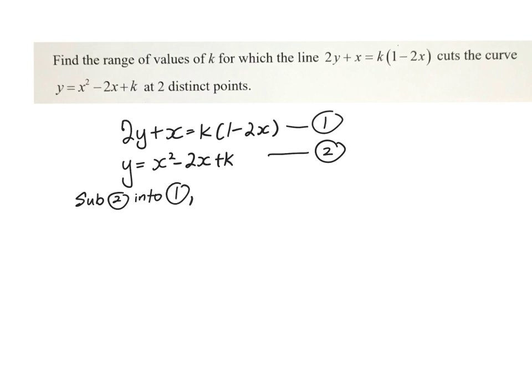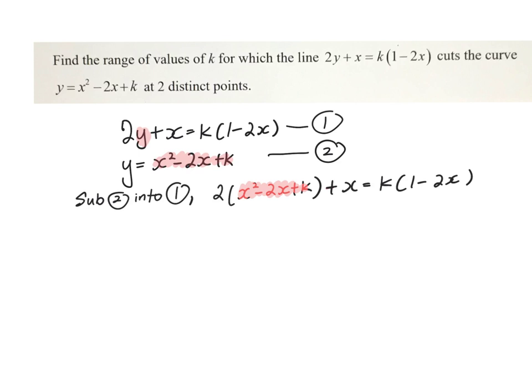What you're going to get is 2 of x squared minus 2x plus k, right? This is the substitute that we're looking at, which is from here. So basically summing this, and plus x, equals k(1 minus 2x).